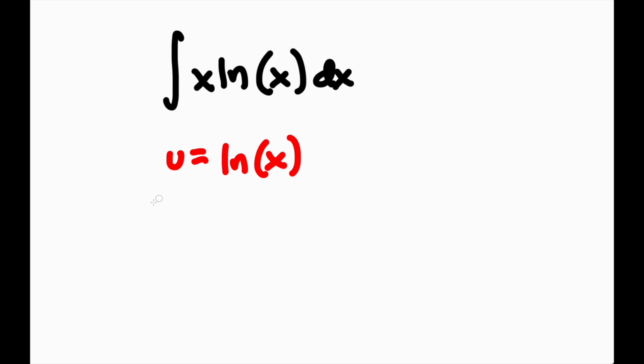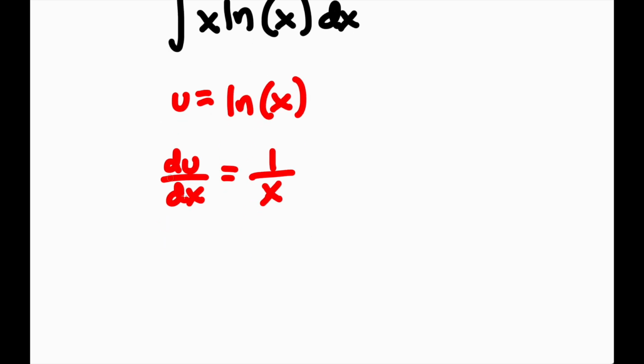So what we're going to do is do the derivative of this u to get a du. Du over dx is the derivative of the u right there, which, if you remember, the derivative of ln of x is 1 over x. Okay. We're going to multiply dx on both sides, so then we can solve for that du, which we need for this problem.